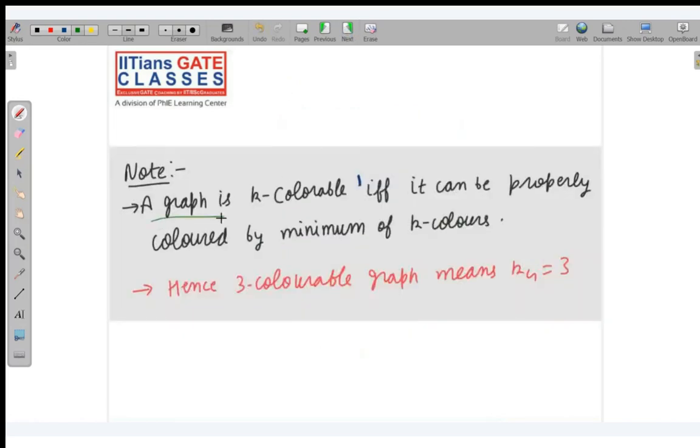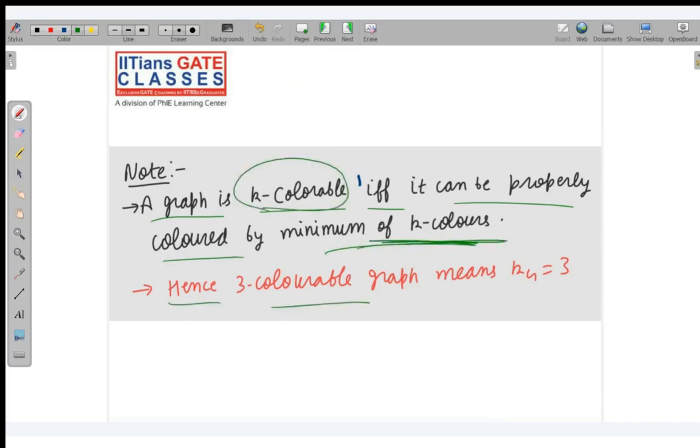Okay. Yeah. So a graph G is K colorable if and only if it can be properly colored by minimum K colors. So it's just a terminology. K colorable means minimum K colors are needed. That means, hence, a 3 colorable graph means kg is 3. So if the chromatic number is 3, I will say it is 3 colorable. It is just a simple term.